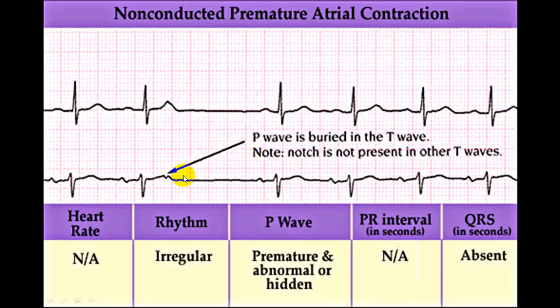Now if you see here, there is a P wave, but there is no QRS complex. Meaning, the impulse has come from the SA node. It has activated the atrium, but there is no QRS complex. So there is no activation of the ventricle. This is non-conducted premature atrial contraction. And because there is no QRS complex, there will be no pulse.